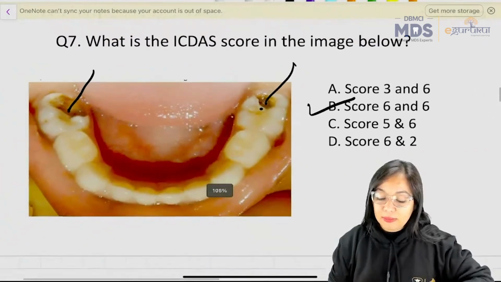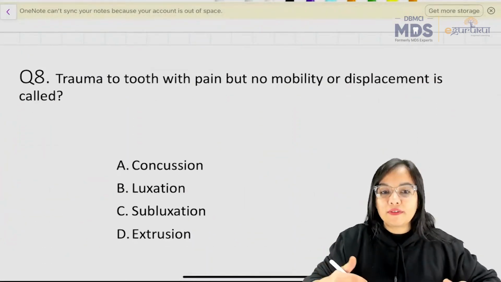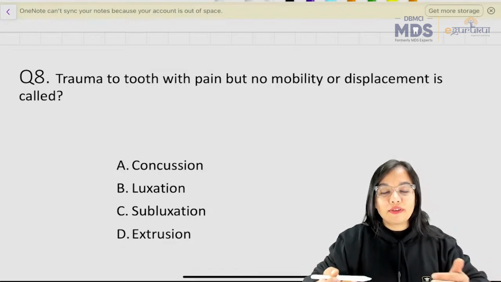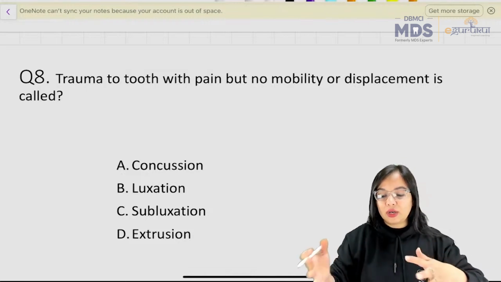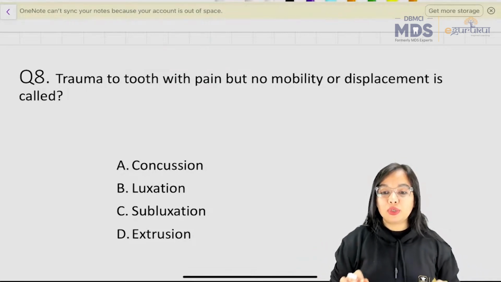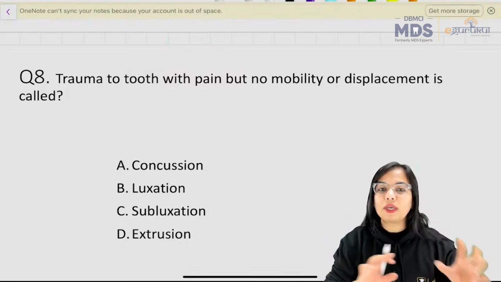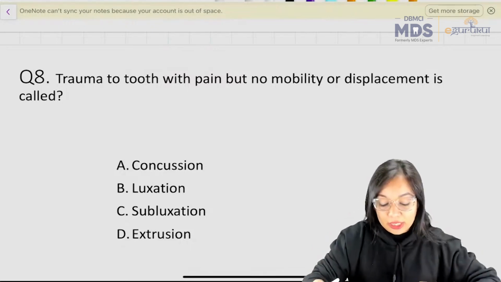Okay, so that completes our question number 7. And for this, I've just verbally told you about the ICDAS codes. So you can refer to my lectures or join my live lecture that we are going to stream, to see in detail about the ICDAS scoring with pictures and everything, so that we're going to cover in our lectures.